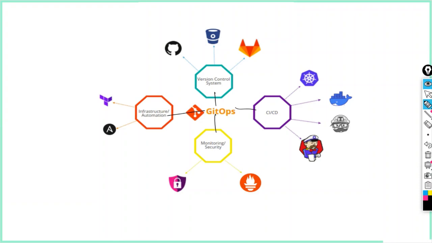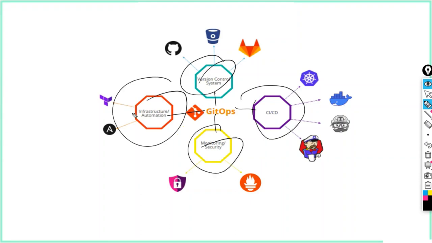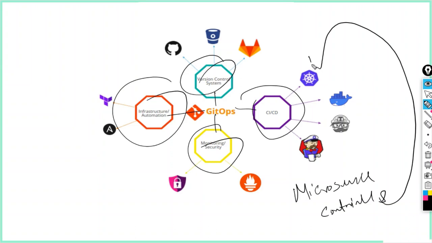Okay. So based on your budget, based on your needs, you can choose any version control system, any CI/CD system, any monitoring system and any infrastructure. And based on your microservices and your containers, you have to choose a way to deploy your application. It's not always Kubernetes. It depends upon your organization's needs. Okay.